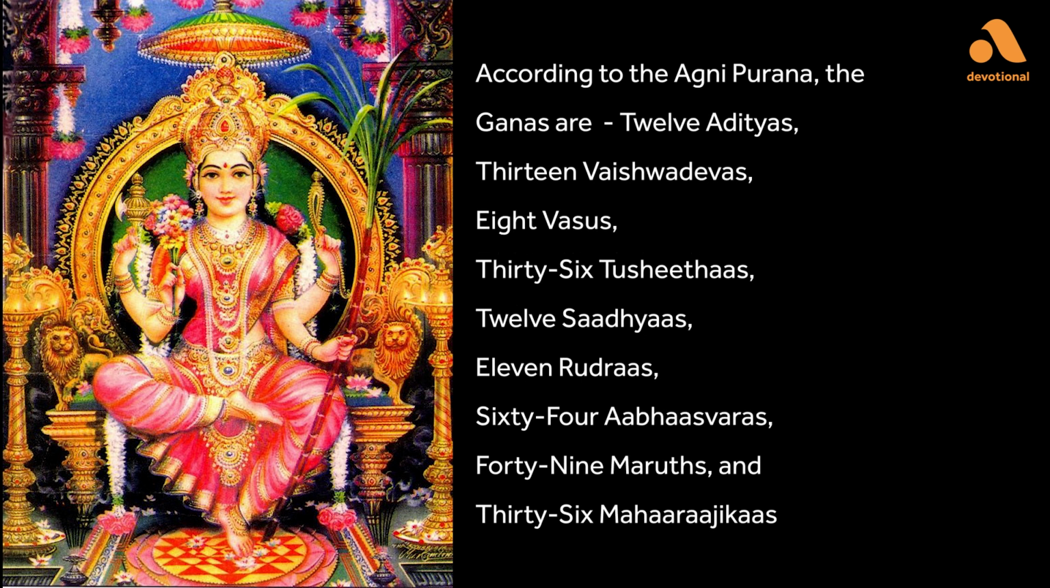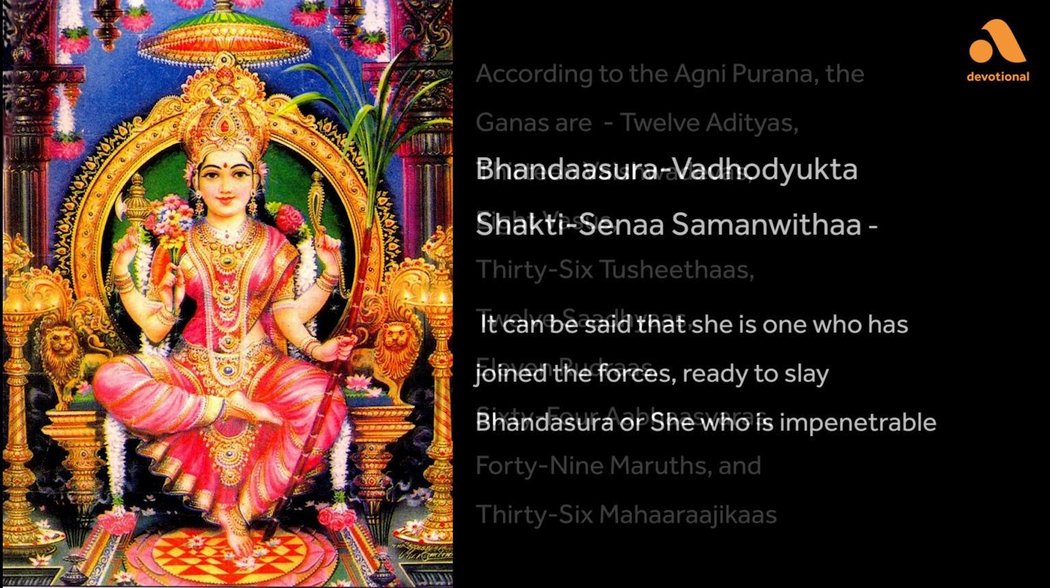According to the Agni Purana, the Ganas are 12 Adityas, 13 Vaishwadevas, 8 Vasus, 36 Tushitas, 12 Sadhyas, 11 Rudras, 64 Abhasuras, 49 Maruts, and 36 Maharajikas.